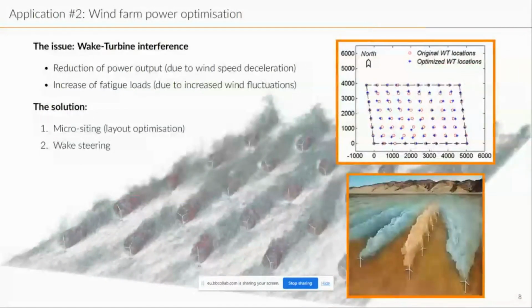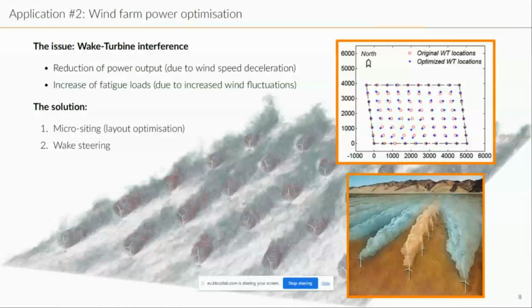Alternatively, what we did with the simulations is trying to reduce the problem of wake turbine interference, which is particularly important for wind farms as it reduces the power output that they can yield. So when trying to minimize the wake turbine interference, what we're trying to do is maximize the power that the wind farm produces. There's typically two ways of doing that.